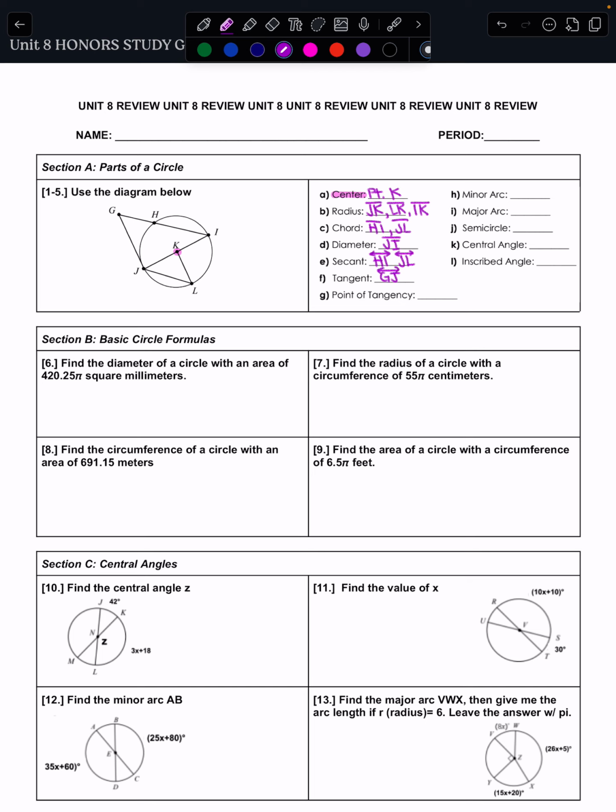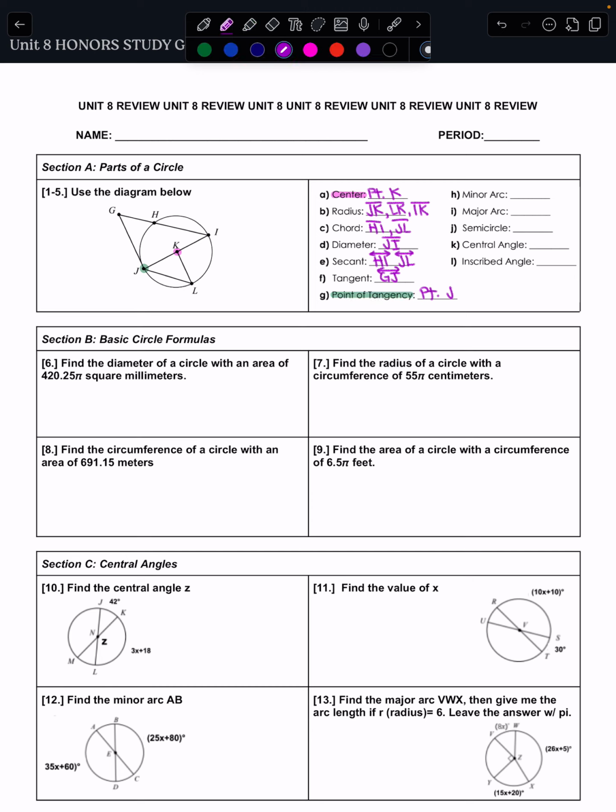The point of tangency goes along with the tangents. It is the point at which the tangent touches the circle. So in this case, it's going to be point J. Let me highlight that one. So here is point J, and here is my point of tangency.